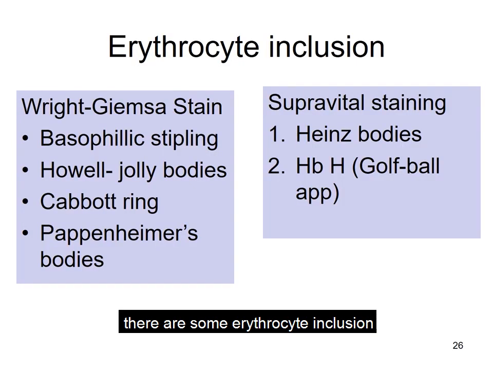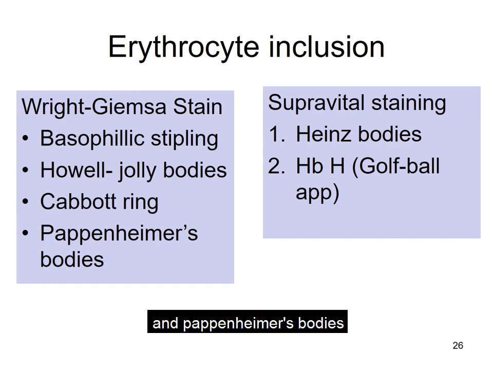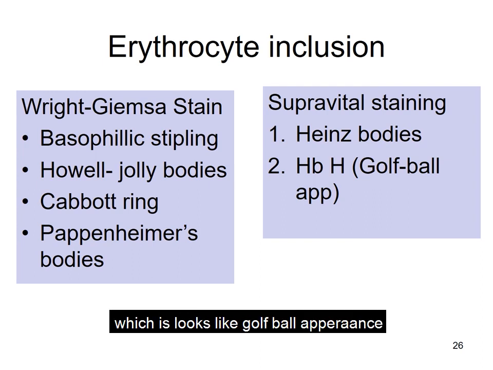There are some erythrocyte inclusions that we can see with the right Giemsa stain, such as basophilic stippling, Howell-Jolly bodies, Cabot rings, and Pappenheimer bodies. If we use supravital staining, we can see Heinz bodies and hemoglobin H, which looks like a golf ball appearance.